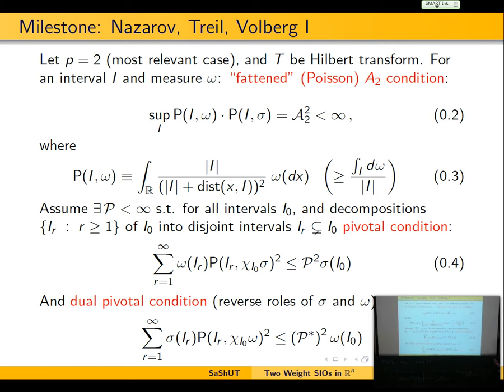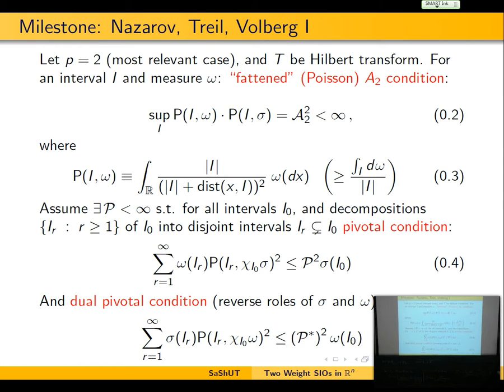So I will explain a few conditions, and then the question is, do these conditions characterize the norm inequality? So the first condition is similar to the classical A2. If you take two weights, omega and sigma, and you take the product of the averages of the two weights, if you take the sup over all intervals, that's the classical A2 condition. Here we do fattened A2. So we fatten with some Poisson tails. Now we are in one variable. So the fattening is this one. And this is bigger, so this is a stronger condition. This condition is known to be necessary for the two-weight norm inequality to hold.